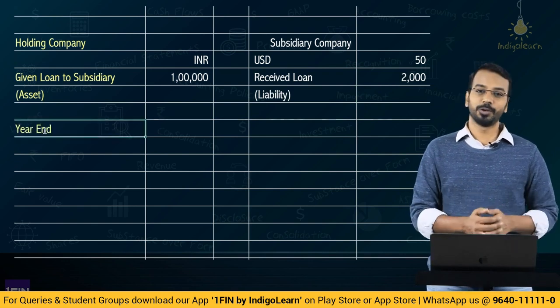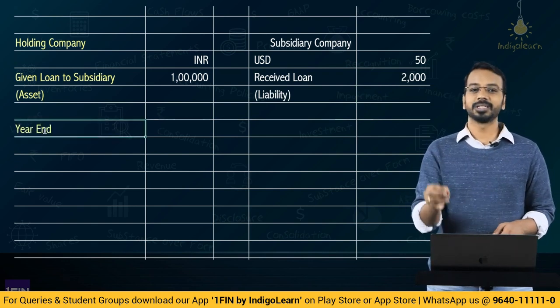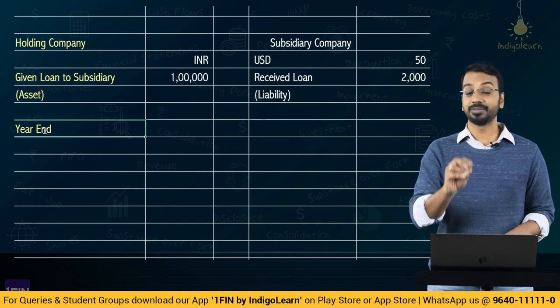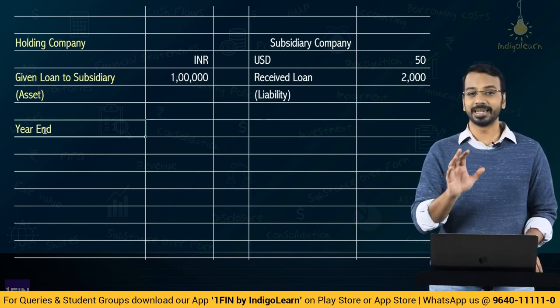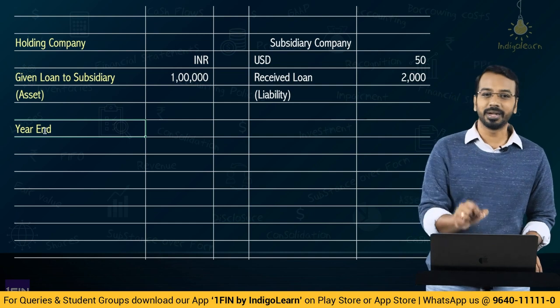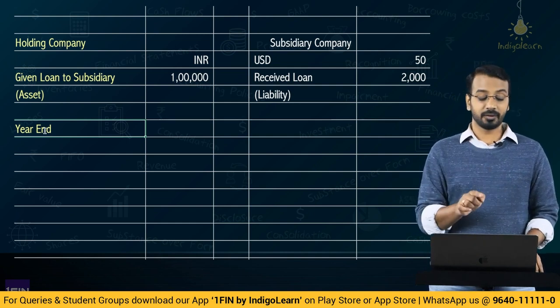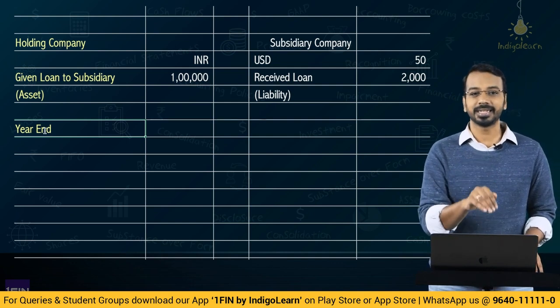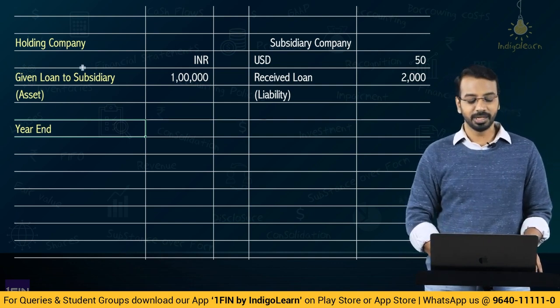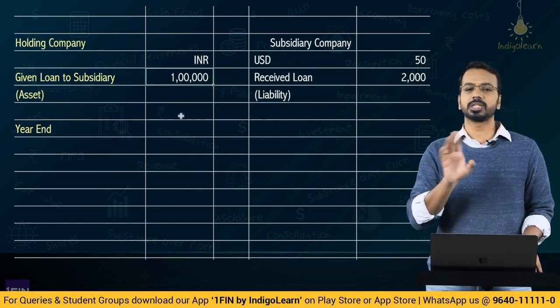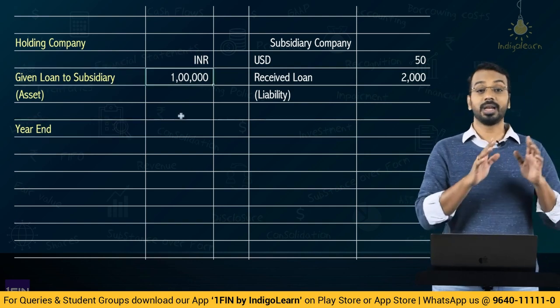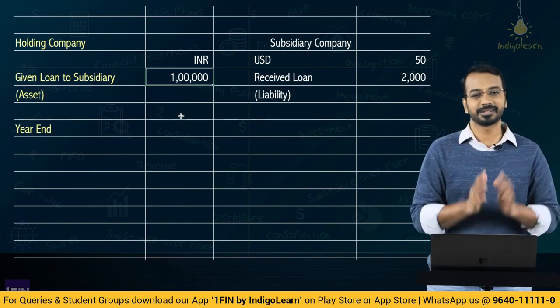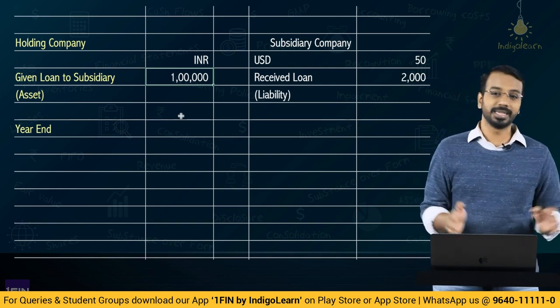Now, at year end, what do we do? The balances which are denominated in foreign currency, if they are monetary items, we restate. So, basically, the foreign currency monetary items are restated. Now, think of it. Does the holding company have anything which is designated in foreign currency? See, they have given a loan of 1 lakh INR to the subsidiary. They have recorded it as 1 lakh INR. It is not a foreign currency transaction for them. So, they will not do any restatement.